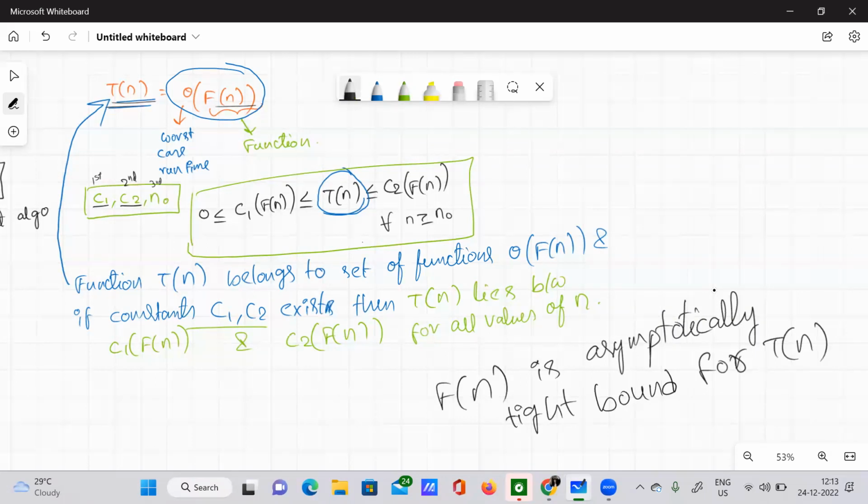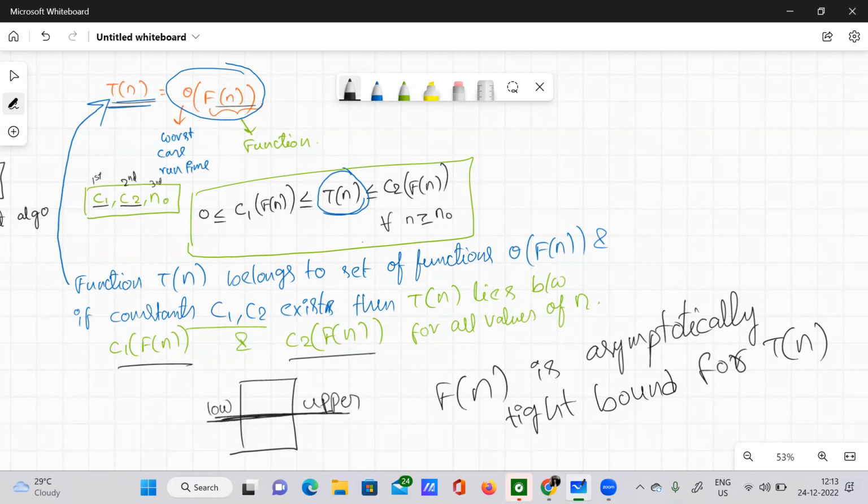See here, c1 of f of n and c2 of f of n are actually acting as a tight bound. If this is my runtime complexity, here this would be my lower and this would be my upper. Both are the same limit. So hence it is an asymptotically tight bound for the T of n, right? So this would be the example.